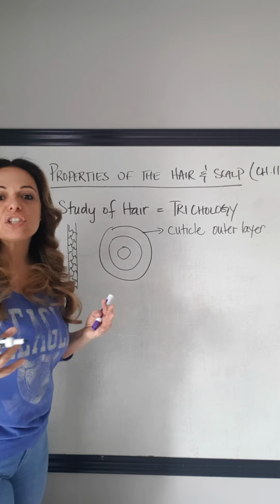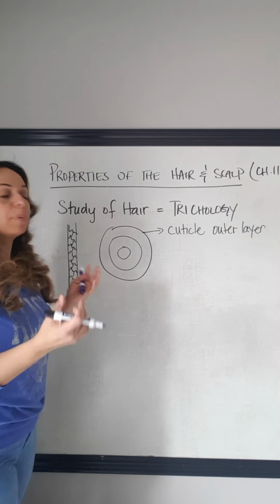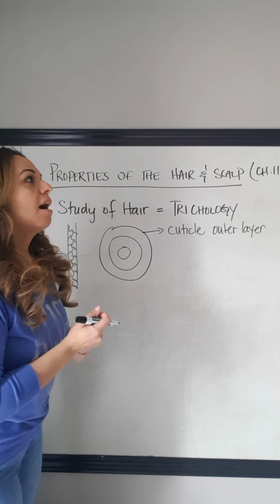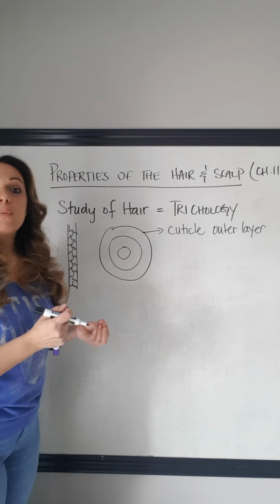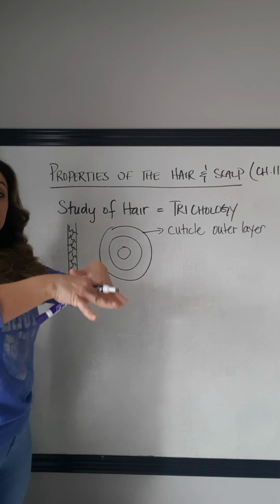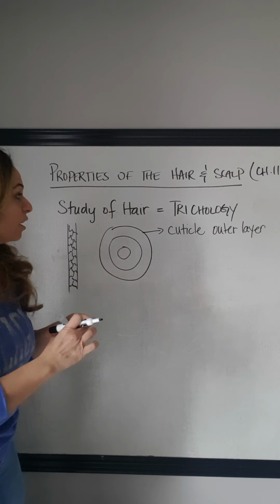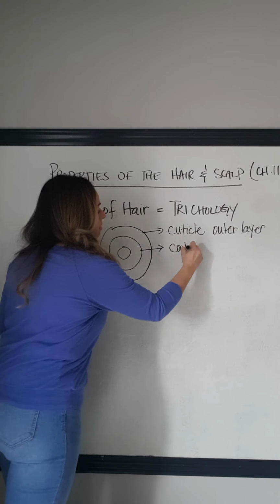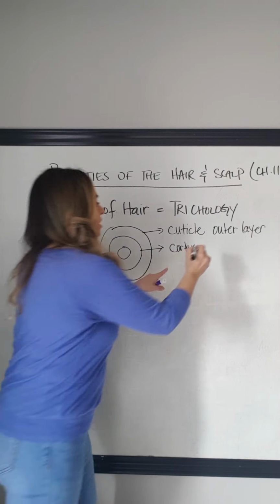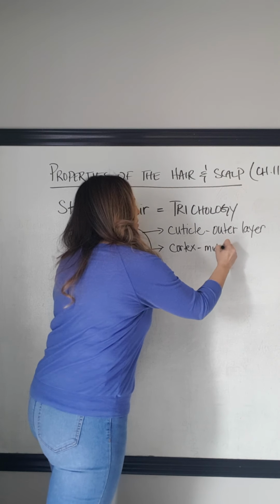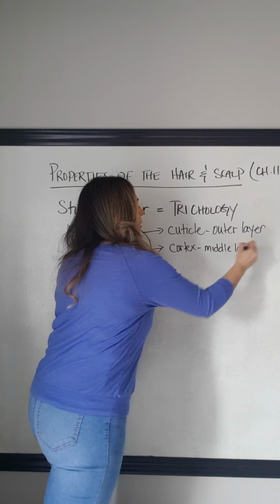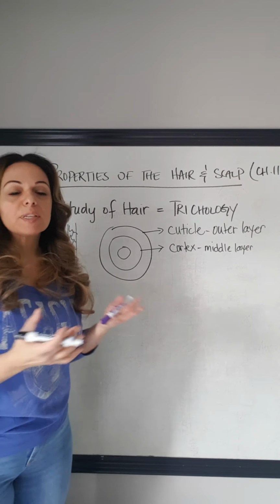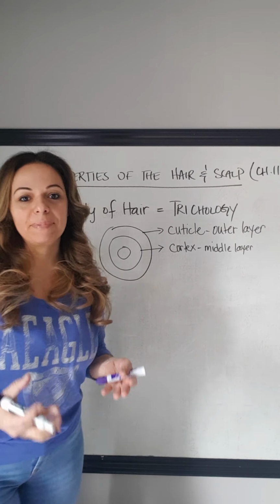Okay, so a high pH level in certain chemicals like a permanent hair color or a perm solution or a relaxer would swell and lift those layers up to expose the next layer of the hair, which is the middle layer, called the cortex. So the cortex is the middle layer. And I like to say that the cortex is responsible for almost everything. Everything happens in the cortex.